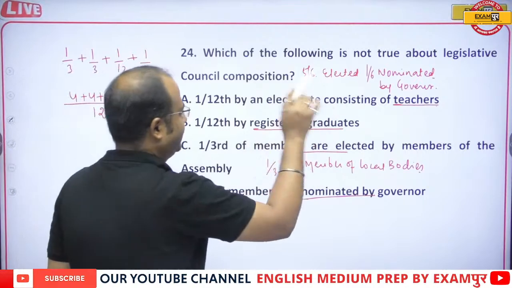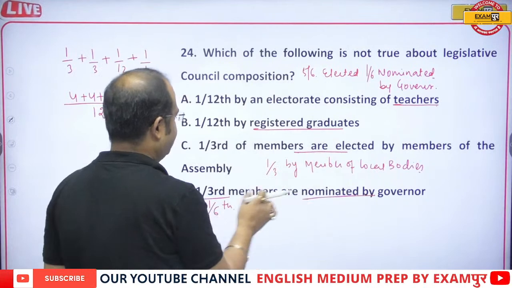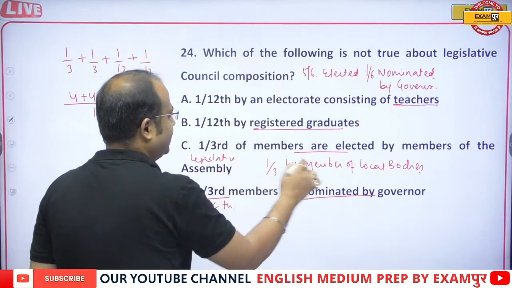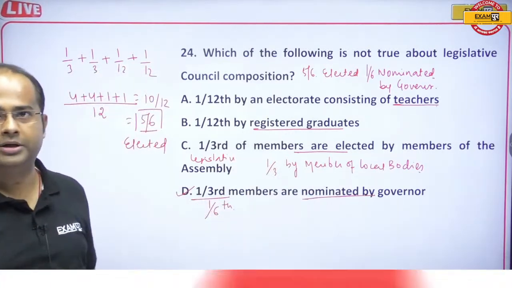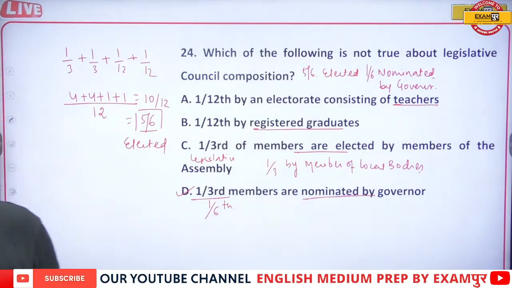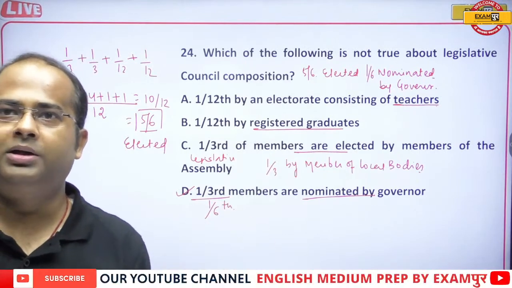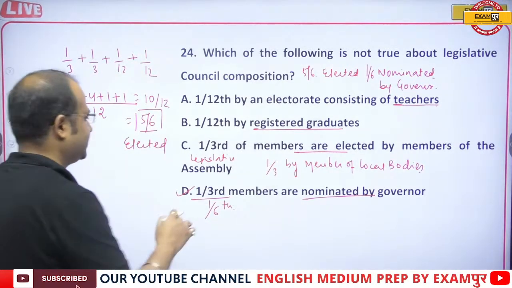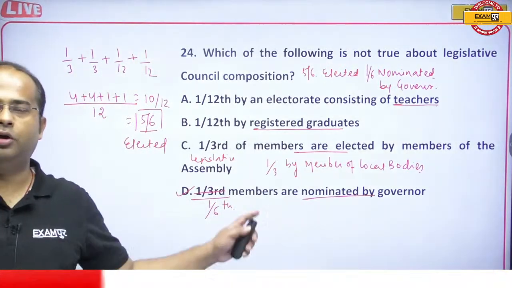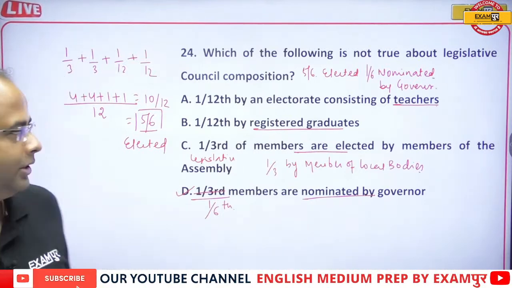So 1/12 by teachers, 1/12 by registered graduates, 1/3 elected by the members of the Legislative Assembly, and 1/3 elected by the members of local bodies. This is how that will become 5/6 elected and 1/6 nominated. This is how this 5/6 comes, and it is not 1/3, guys, it is 1/6 nominated by the governor. So the correct answer will be option D.